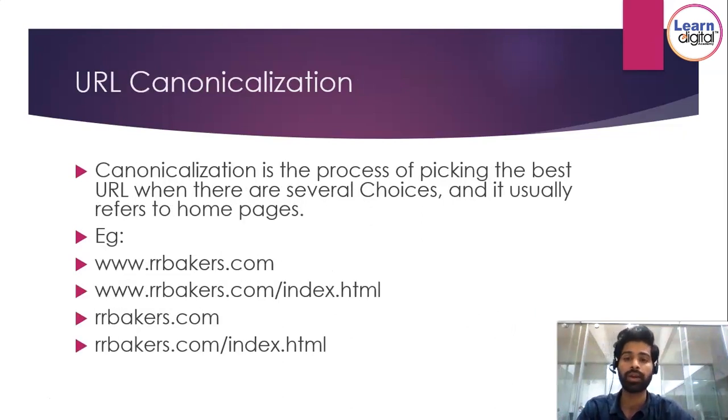Then next is URL canonicalization. Now, what is canonicalization? Canonicalization means if you have a URL, like the example over here, www.rrbackers.com. If you have this website, when you open this website and click on the logo or home page, but it shows the URL like this, www.rrbackers.com/index.html, but the page is 100% the same, it means there is an error.